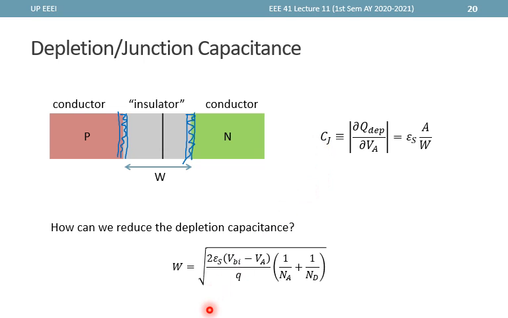This also tells us that we can actually reverse bias the device and get a capacitance that is a function of the applied voltage. So when the PN junction is reverse biased, we can actually operate the diode as a varactor, or variable capacitor.